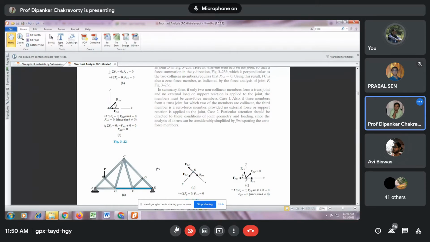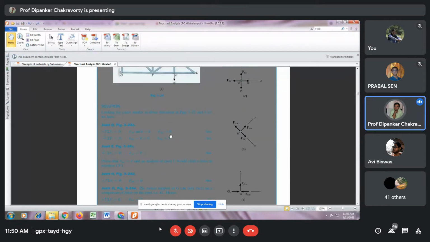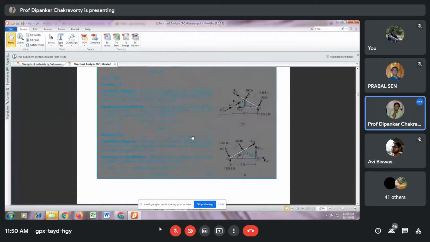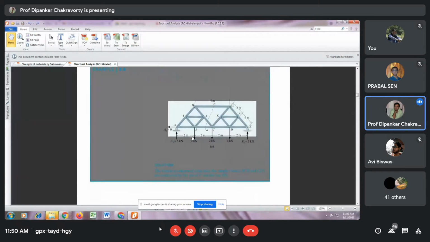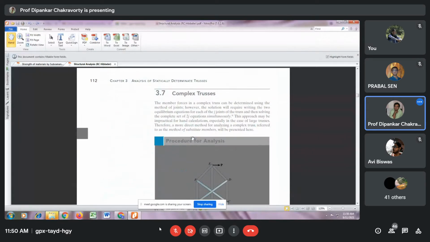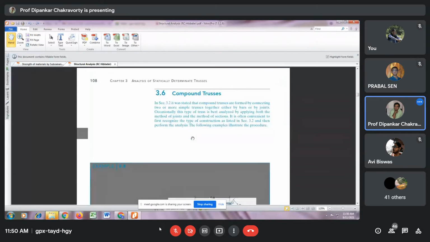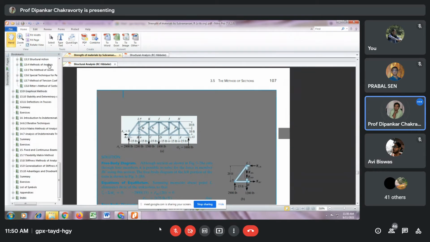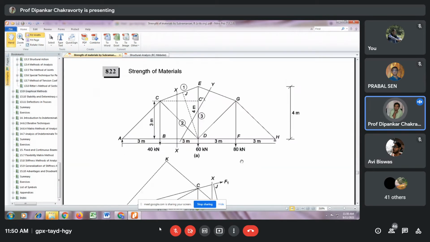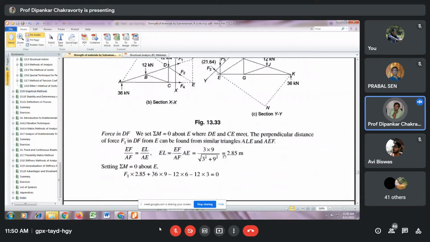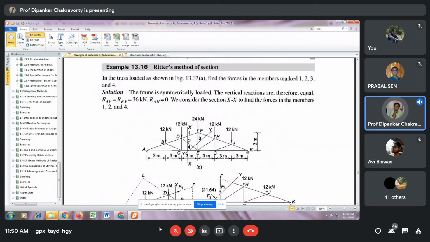Excellent, excellent. Now we can go to the method of sections, of course. We will go to the method of sections, which is very interesting and very simple also. I am showing you the method of sections from Subramaniam's book. I will share this book with you, don't worry. It is very easy actually. Method of section is a very easy approach. I will explain how it works.